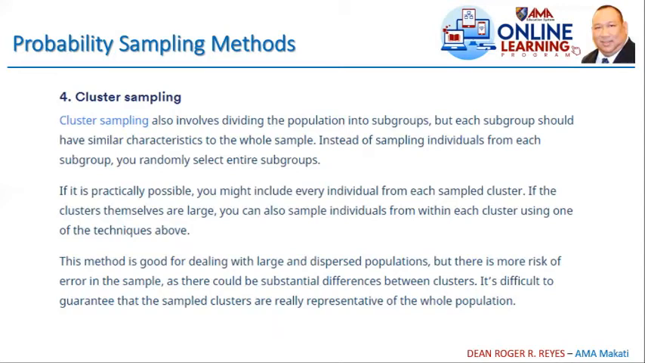Kaya nga, cluster sampling. If it is practically possible, you might include every individual from each sample cluster. If the clusters themselves are large, you can also sample individuals from within each cluster using one of the techniques discussed previously. This method is good for dealing with large and dispersed populations, but there is more risk of error in the sample as there could be substantial differences between clusters. It is difficult to guarantee that the sample clusters are generally representative of the whole population.